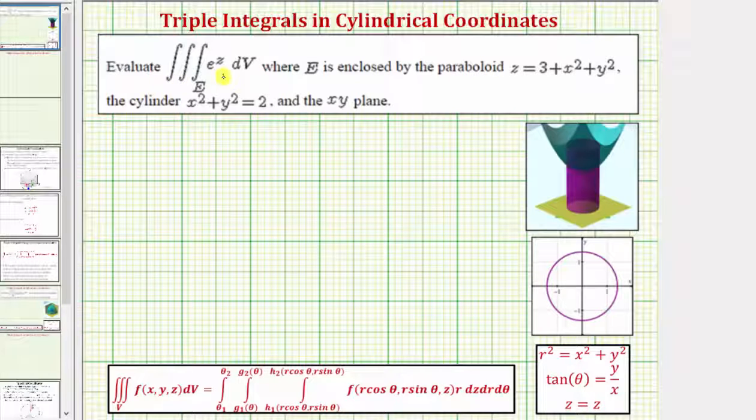We want to evaluate the triple integral over the region E, where the region E is the solid region enclosed by the paraboloid z equals 3 plus x squared plus y squared, the cylinder x squared plus y squared equals 2, and the xy plane. Let's begin by looking at the region E in space.